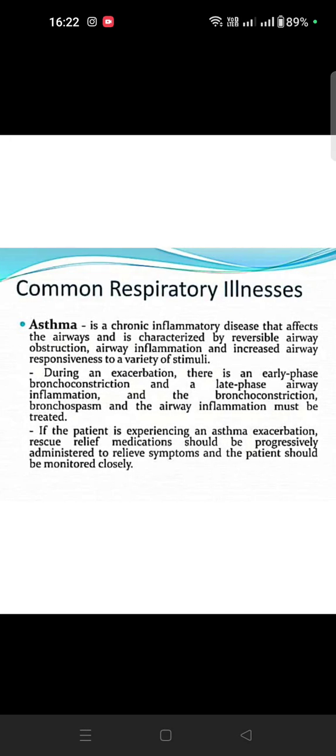Then Kussmaul respiration. Kussmaul respiration is commonly seen in diabetic ketoacidosis patients. Then tachypnea means a rate of more than 20. Then the common respiratory illness is asthma. Everyone knows that the commonest respiratory problem is asthma.